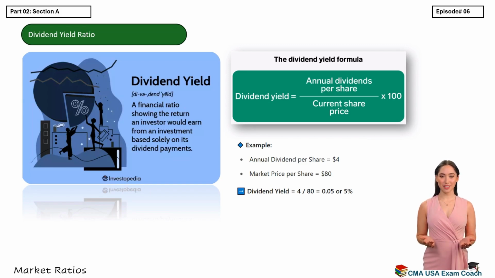Because it helps investors compare income potential across different stocks. A higher dividend yield can be attractive for those who want steady income, especially retirees. But it's also important to check if the company can sustain its dividend payments. In summary, the dividend yield ratio is a simple but powerful tool to evaluate the income-generating ability of a stock.